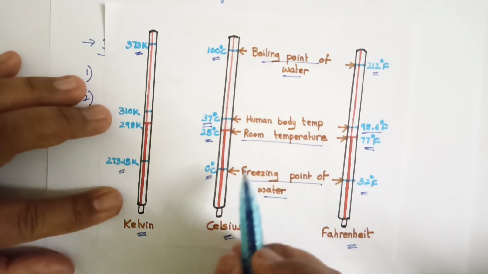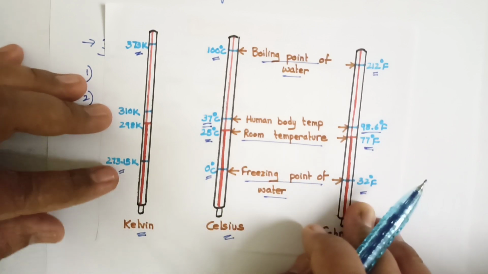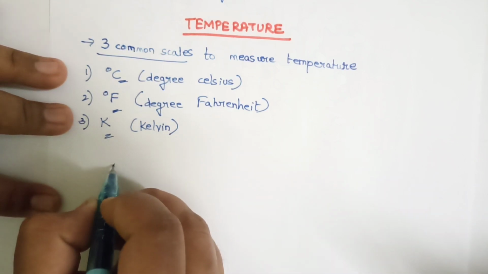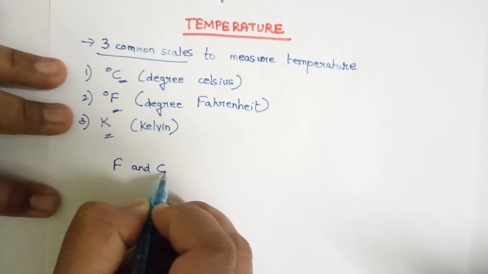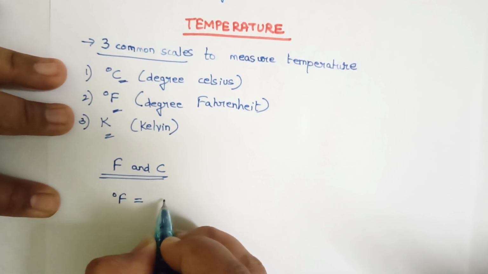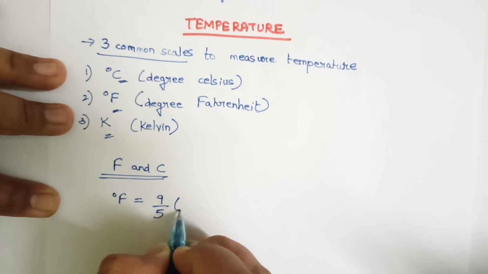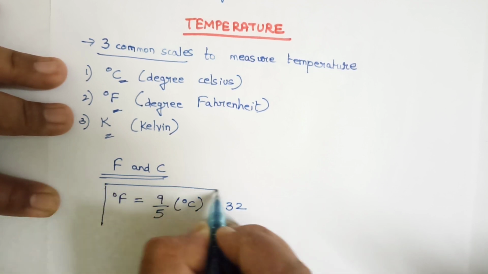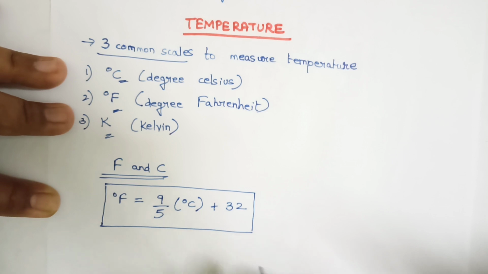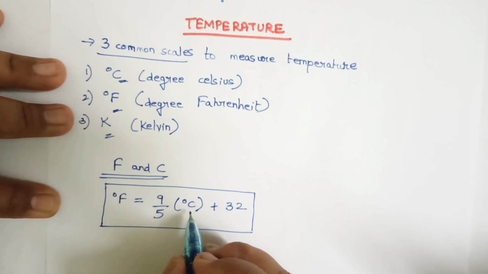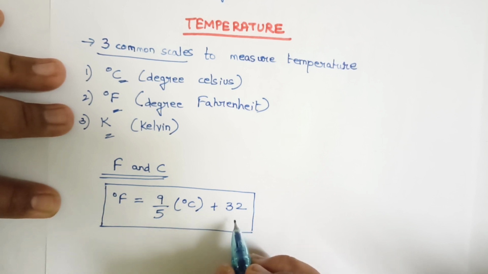Okay, now let us see the relationship between these three scales of temperature. First one, let us see the relationship between Fahrenheit scale and Celsius scale. Degree Fahrenheit is equal to 9/5 degree Celsius plus 32. What is the relationship between Fahrenheit scale and Celsius scale? Degree Fahrenheit is equal to 9/5 degree Celsius plus 32.